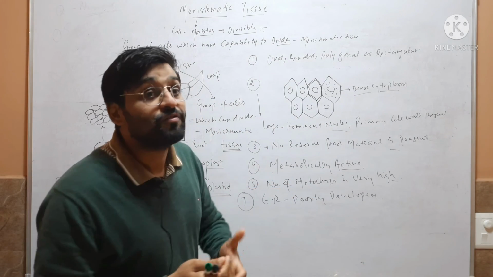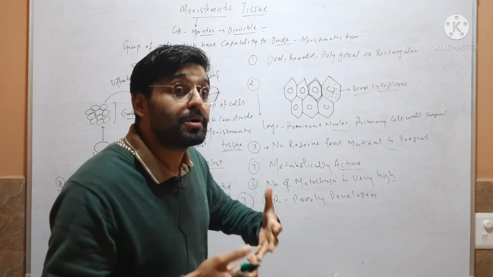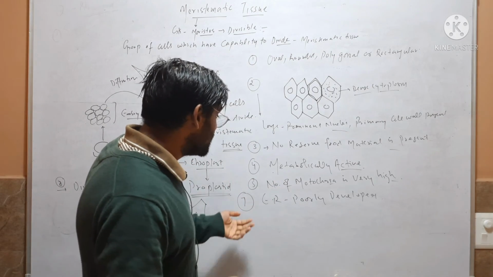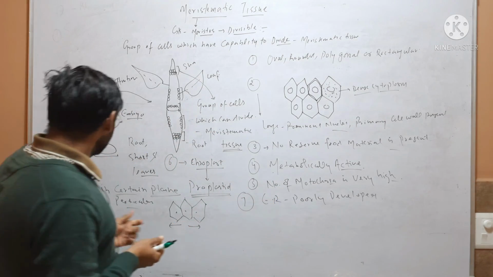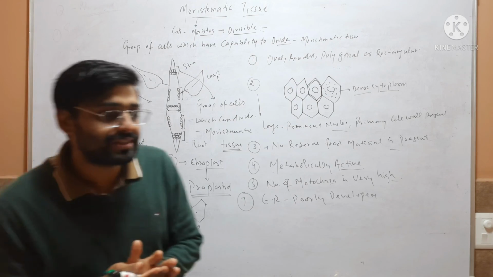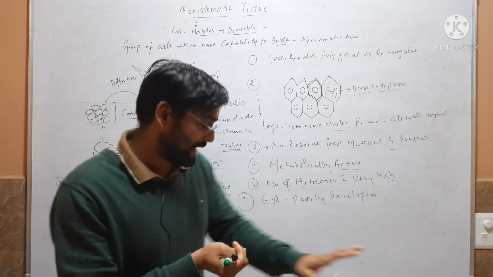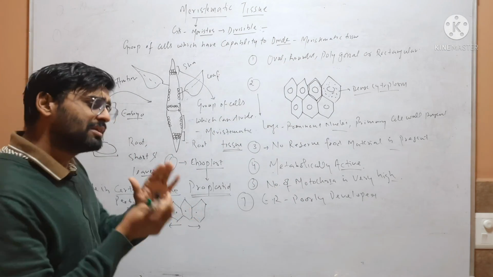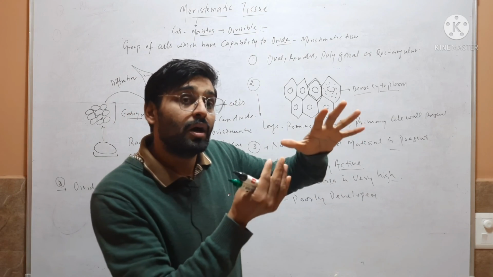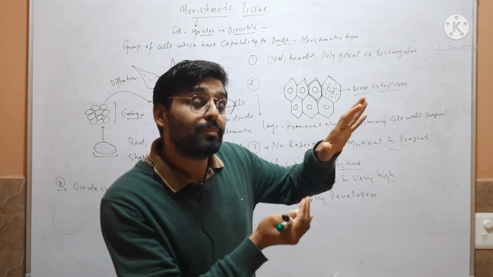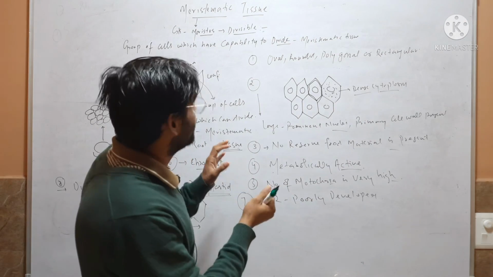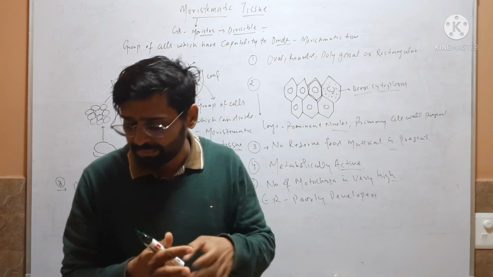The number of mitochondria is very high because there is a much greater demand for ATP. ER is poorly developed and they will divide in a certain plane. So they will divide in a particular plane. Either they will divide in this plane or this plane. So their plane of division must be particular. So these are meristematic tissue and the characteristics of meristematic tissue.